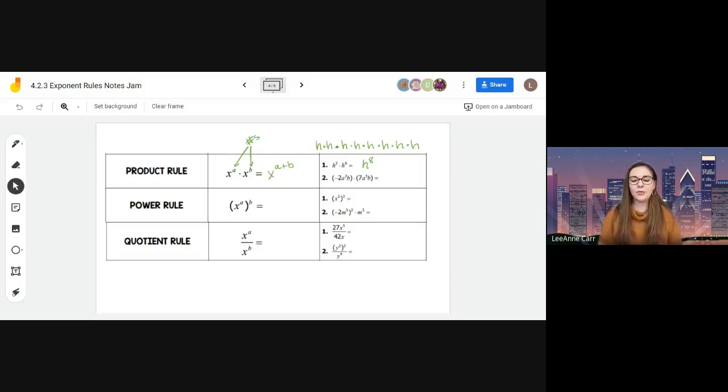All right, on a scale of 1 to 5, how good do we feel about the product rule? 1 being, I have no idea what just happened. 5 being, that was pretty easy. And if you have a question, now is also a really good time.